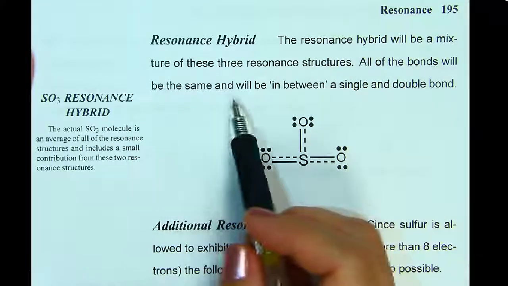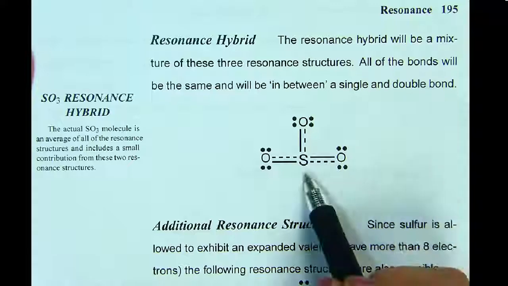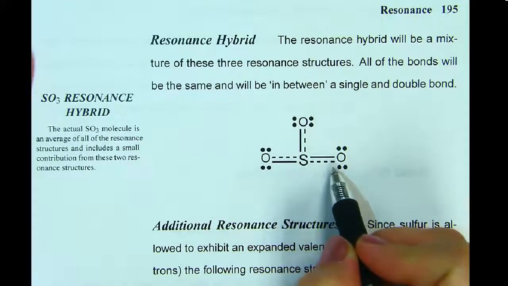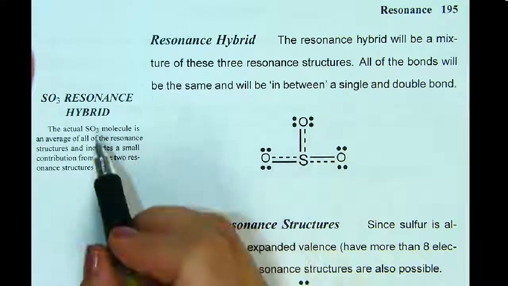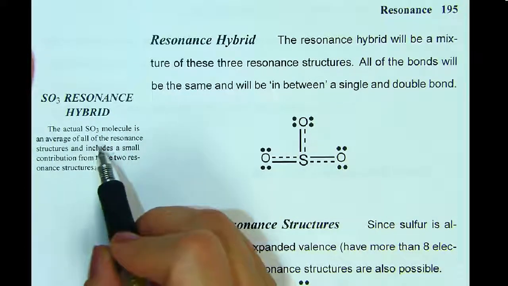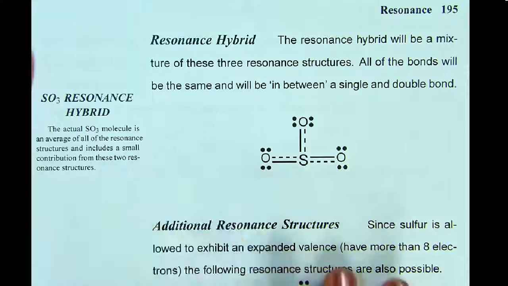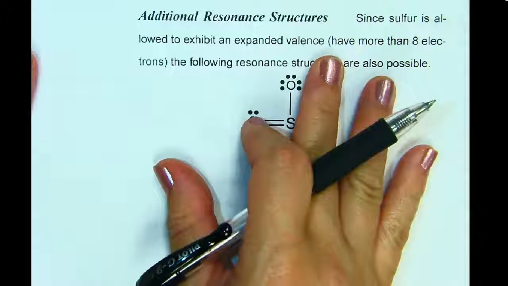All of the bonds will be the same and will be in between a single and a double. And here they just did a dotted line in each location where you could possibly have the double bond. The actual SO3 molecule is an average of all of the resonance structures and includes a small contribution from these two resonance structures. Additional resonance structures.